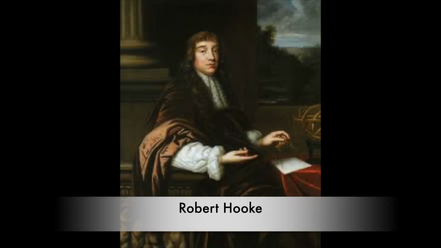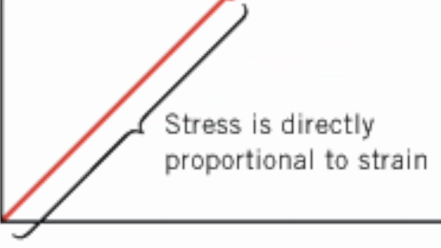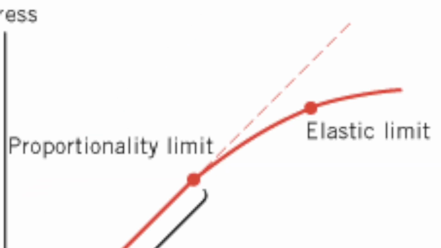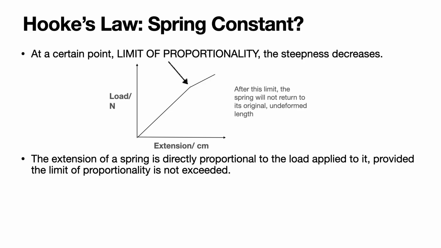After investigating this, Hooke's law was discovered. At a certain point, which is also known as the limit of proportionality, the steepness of the graph will decrease. At first, the steepness was constant, but after this point, it decreases. The spring will not return to its original undeformed length. We can conclude that the extension of a spring is directly proportional to the load applied to it, provided that the limit of proportionality is not exceeded.